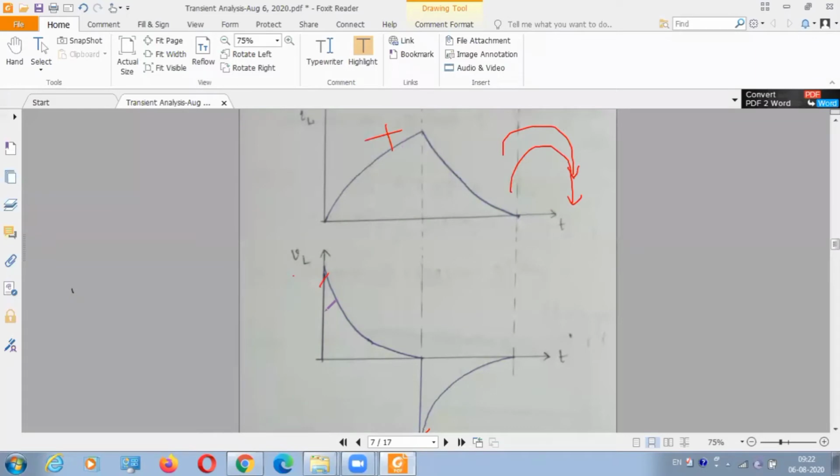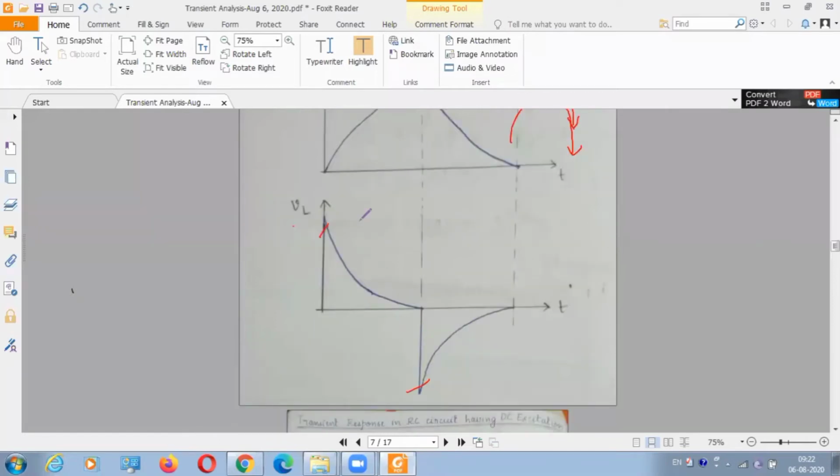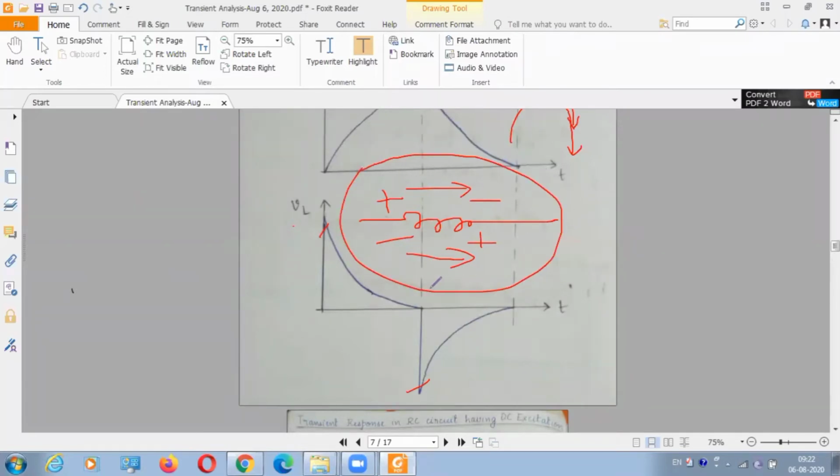Two conclusions. One, the inductor current doesn't change its polarity, so its direction remains the same, and two, the voltage across the inductor changes its polarity while discharging. So if I draw the inductor, plus minus like this while charging and minus plus while discharging, the current direction remains the same in both charging and discharging. Hope everybody remembers this point. This point is very important, and the expression for current.